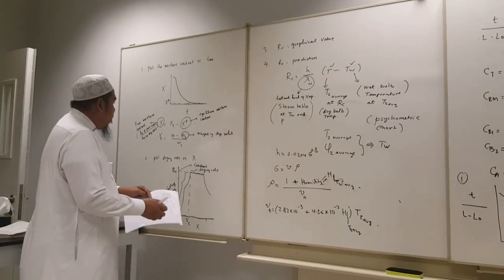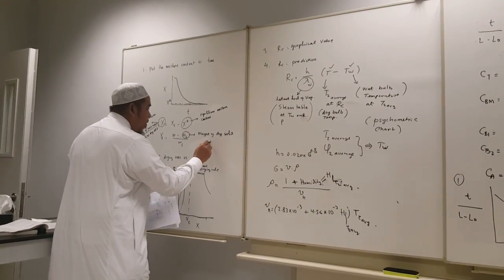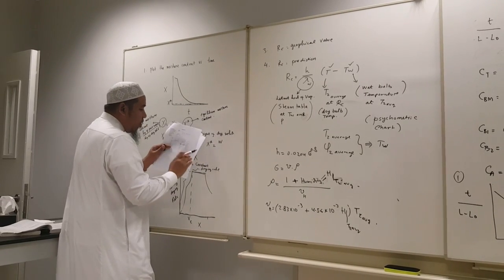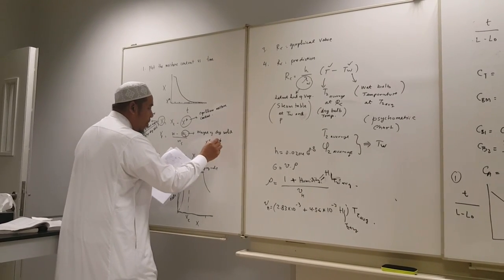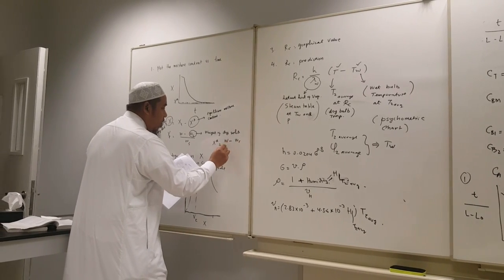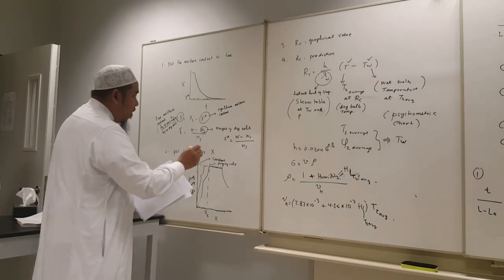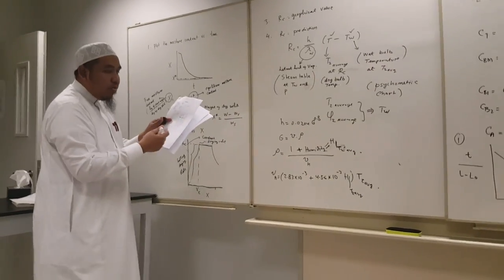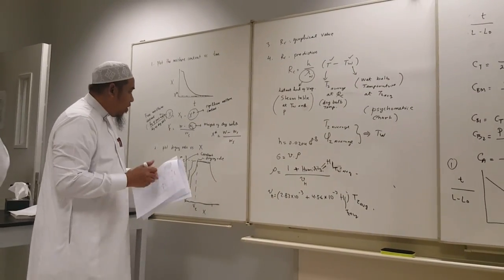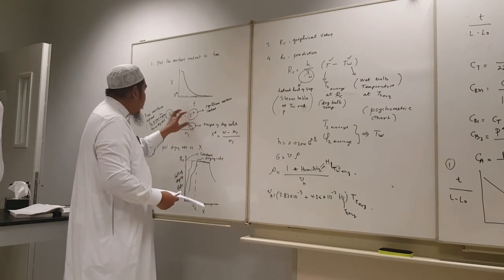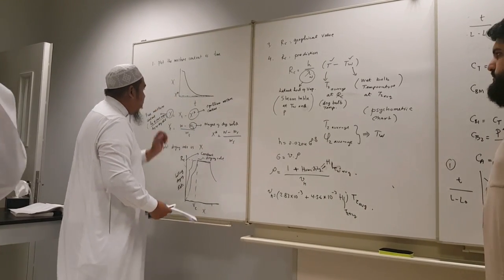What is X star? X star is basically the last measurement, about zero. You take it as 0.01, or something like that, divided by 400 gram. That will be X star. Then you plot this versus time.